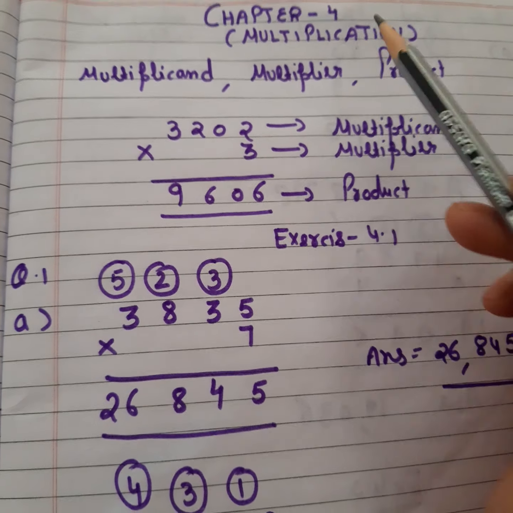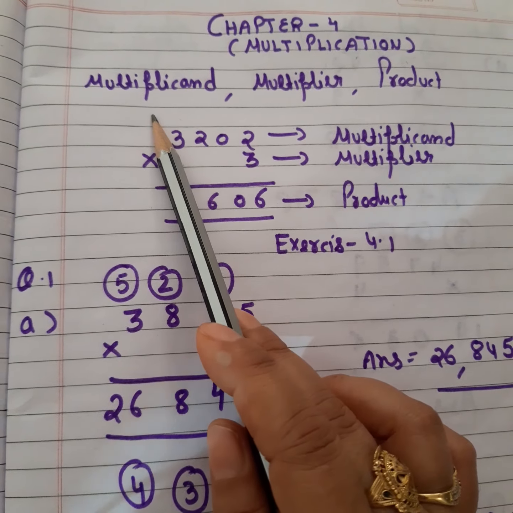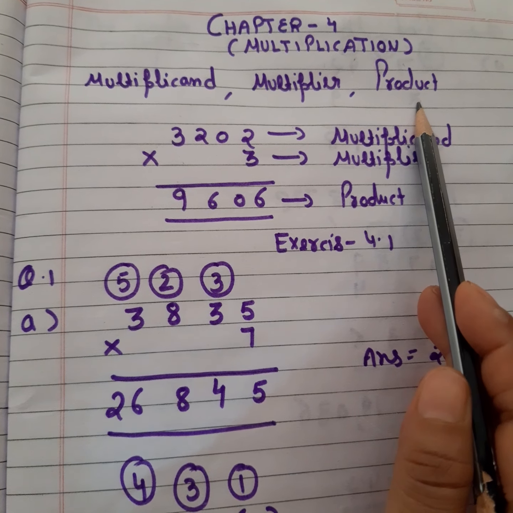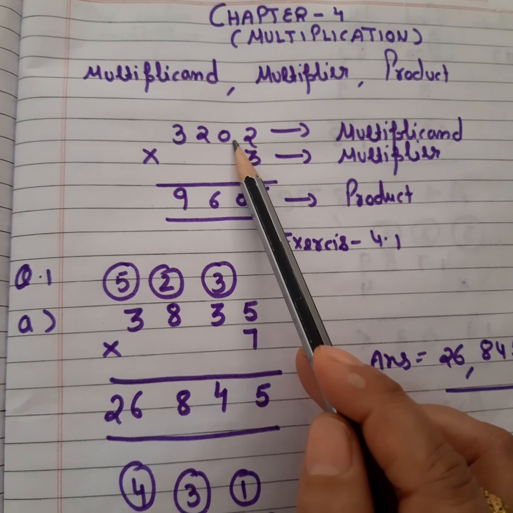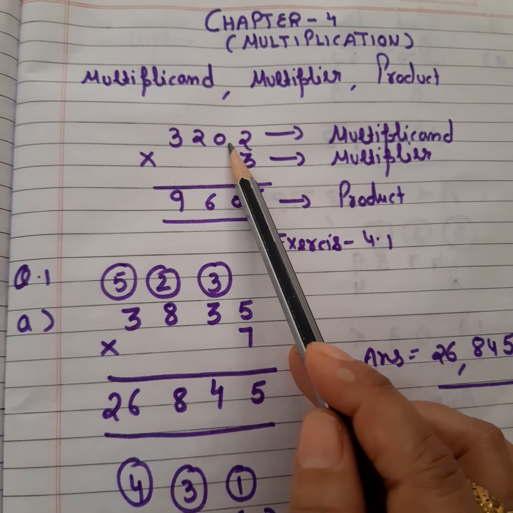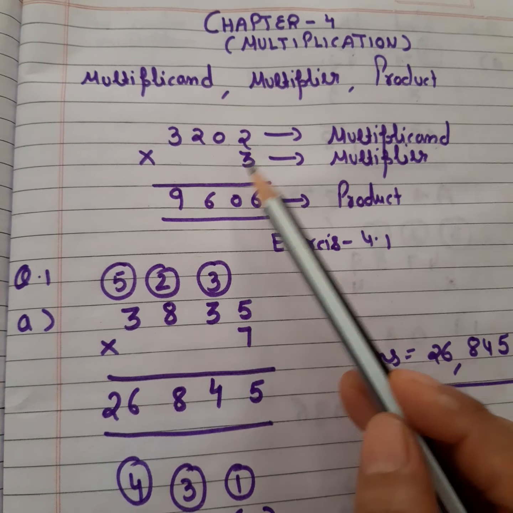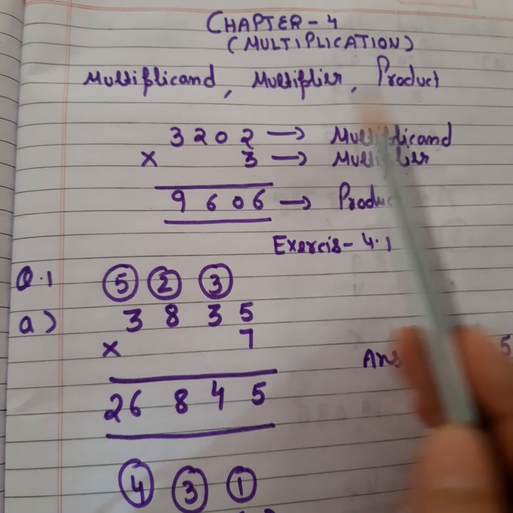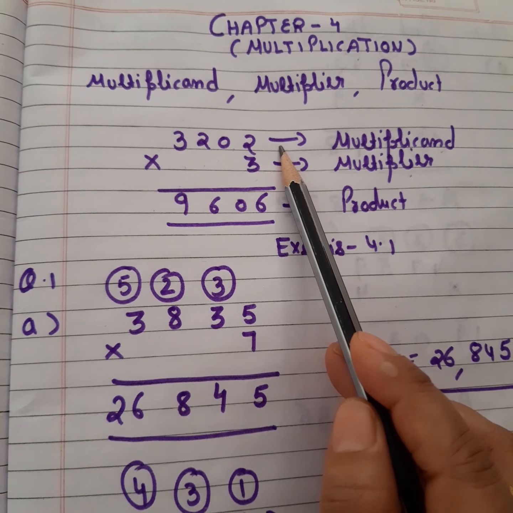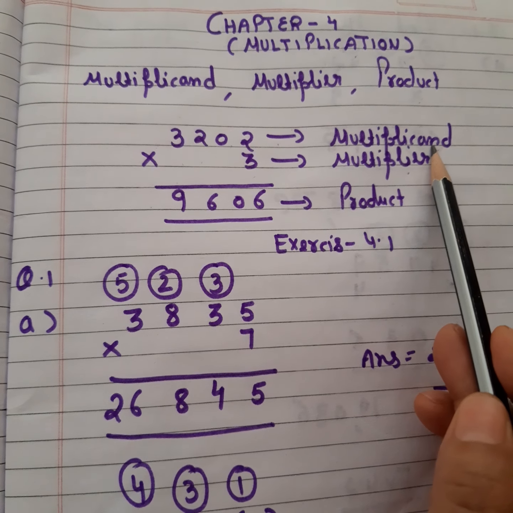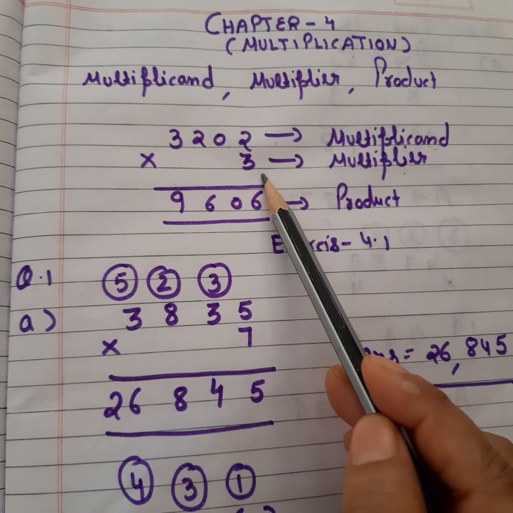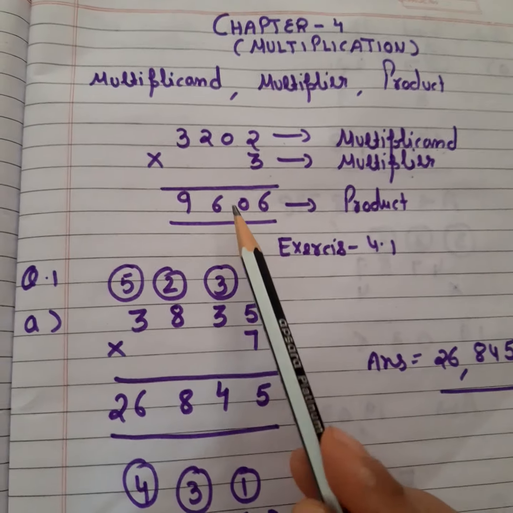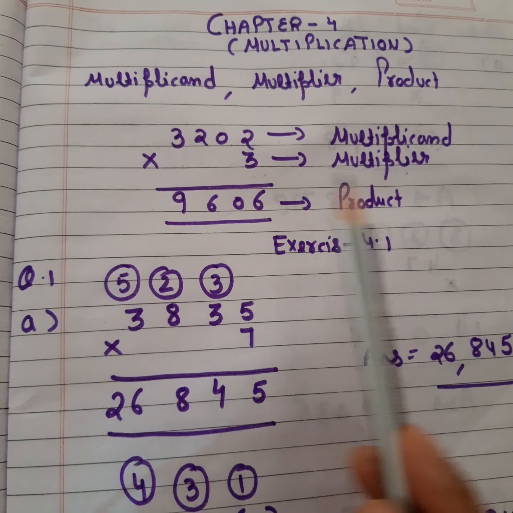First of all, I will be discussing the basic concepts of what is multiplicand, what is multiplier, and what is the product. The number that we are going to multiply is called your multiplicand, and the number by which we multiply is called your multiplier. Again, the number that is going to be multiplied is called your multiplicand, and the number by which we multiply is called your multiplier, and the answer in your multiplication is called your product.